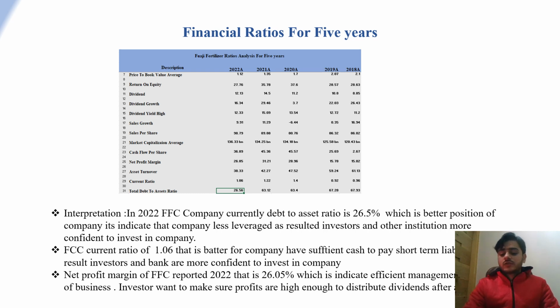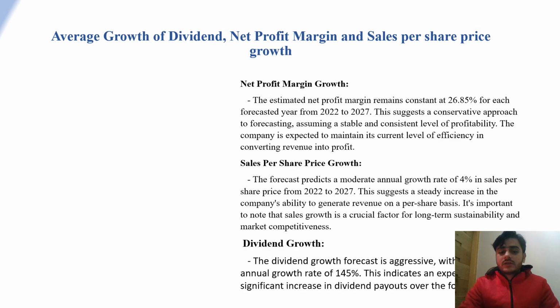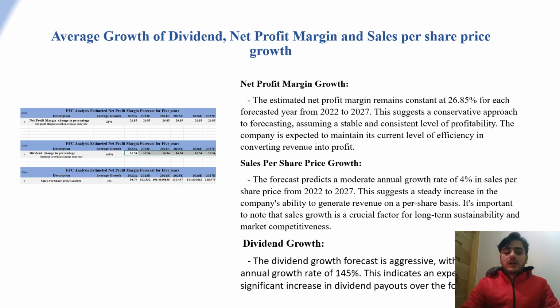So we see the average growth of the net profit margin is 26.85%, equal to the forecast for 2022 to 2027. That suggests a conservative approach, forecasting a stable, consistent level of profitability. The company is expected to maintain its current level of efficiency in converting revenue into net profit margin.